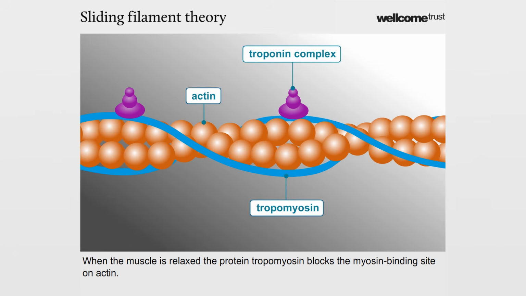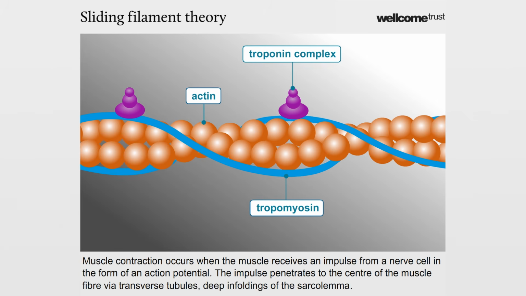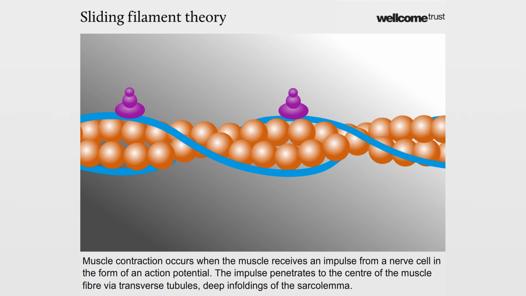When the muscle is relaxed, the protein tropomyosin blocks the myosin binding site on actin. Muscle contraction occurs when the muscle receives an impulse from a nerve cell in the form of an action potential. The impulse penetrates to the center of the muscle fiber via transverse tubules, deep infoldings of the sarcolemma.